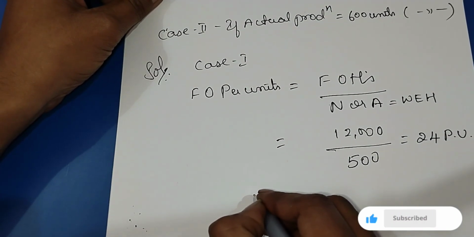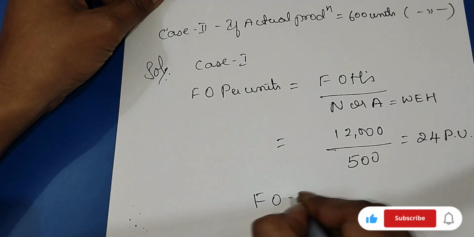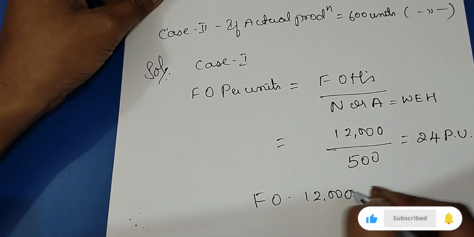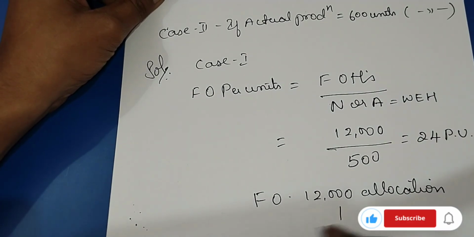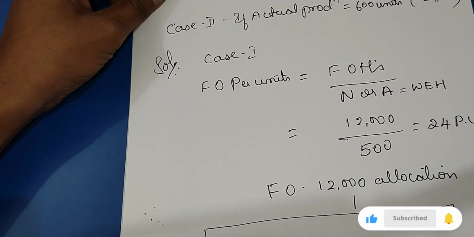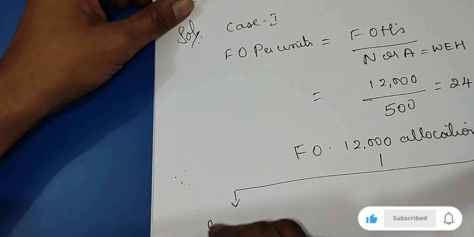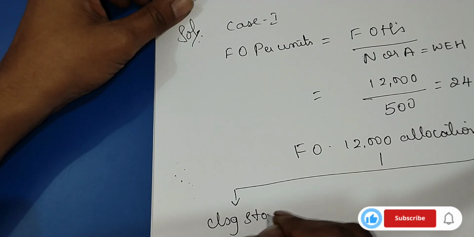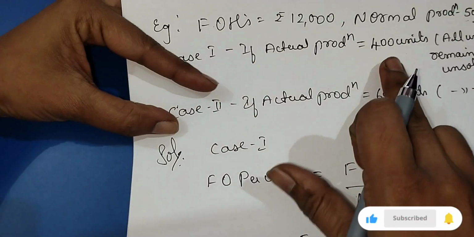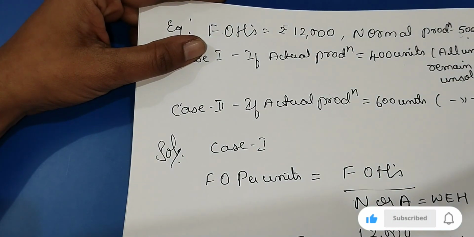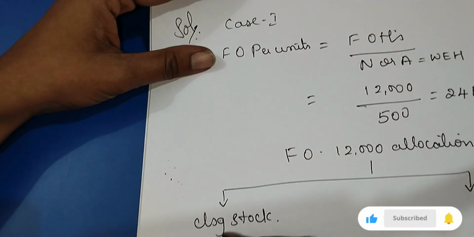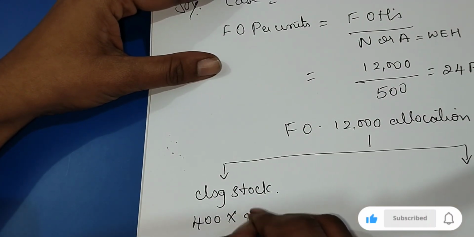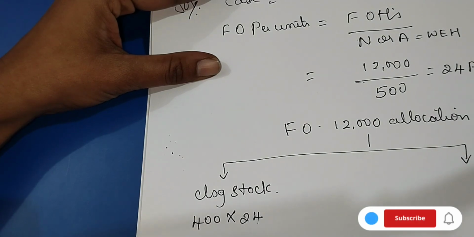How do we do the allocation? The fixed overhead is 12,000 rupees. We need to allocate this. We are doing allocation in two ways. One, we are considering the closing stock. Closing stock is 400 units, all the units remain unsold, right? 400 into 24 per unit, that is 9,600, right?